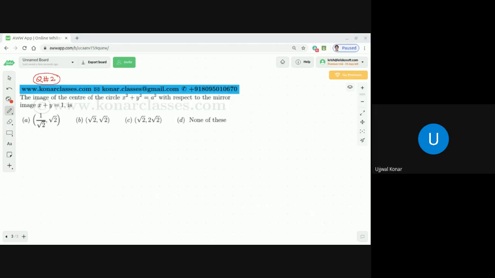So the way to approach this question, dear students: image of the center of the circle. What is the center of the circle x square plus y square equal to a square? It is (0, 0), correct? It is the origin. So if we take this coordinate axis, this is the origin, this is x, this is x dash, this is y, this is y dash.